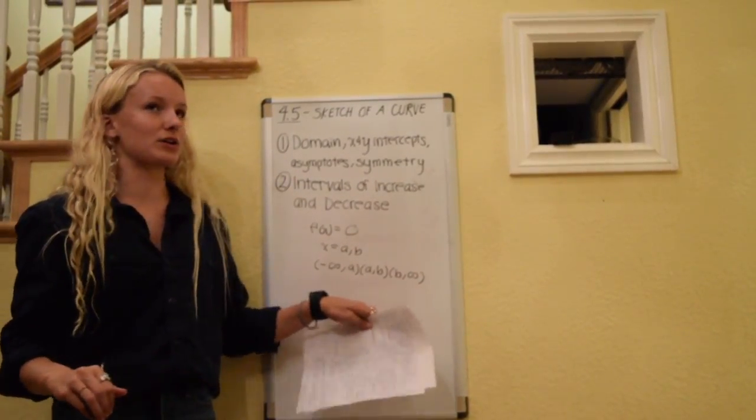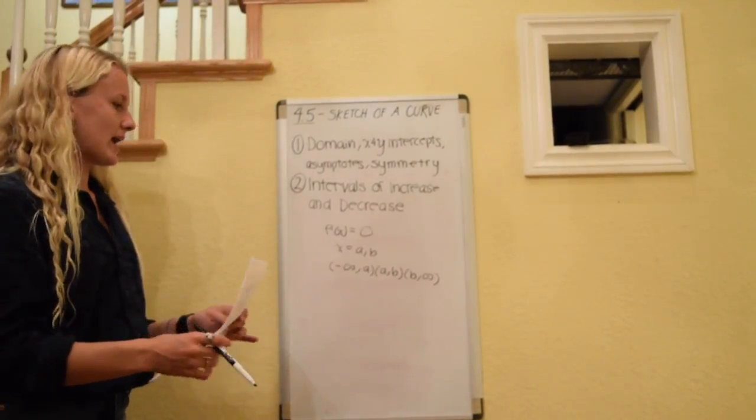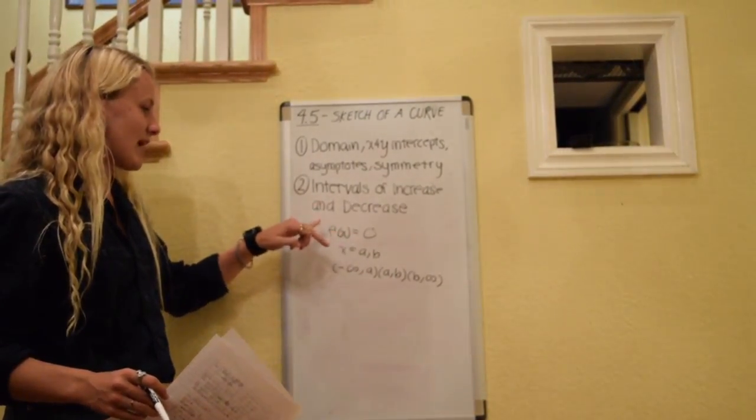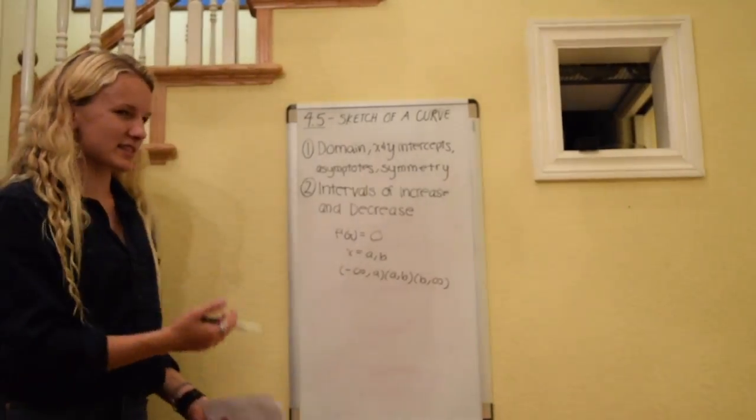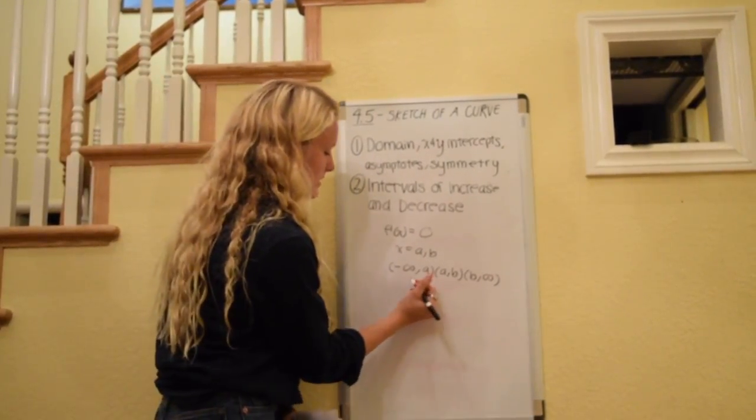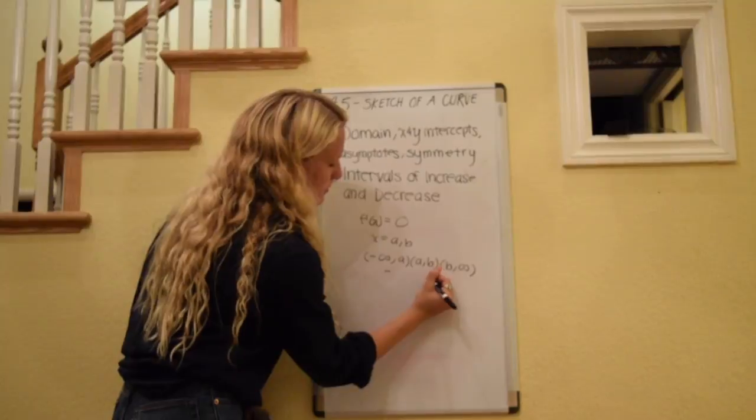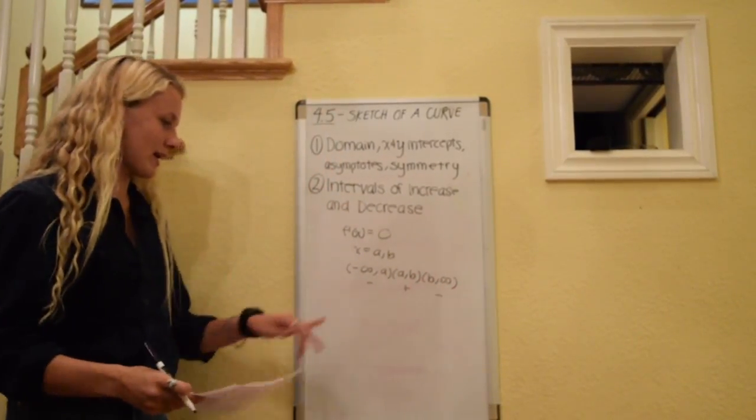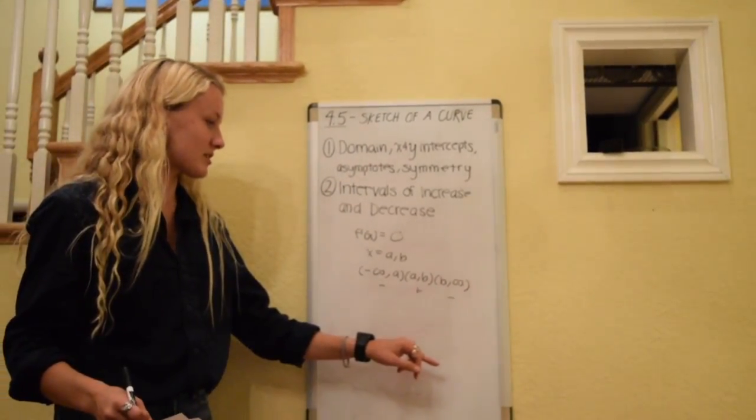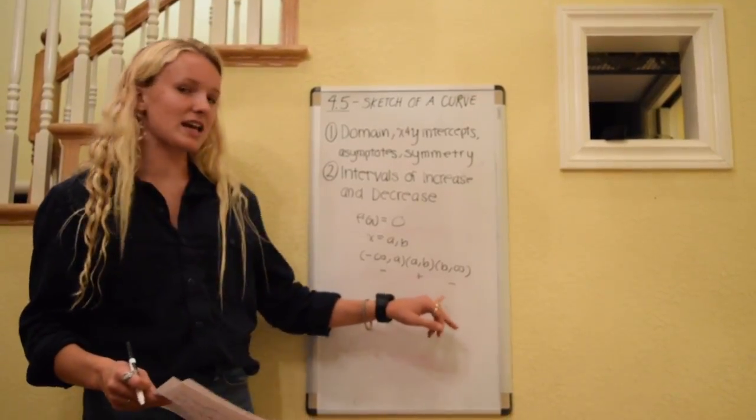And then test a value on each one of these intervals and plug that value into f prime of x, and then look at the sign of the answer that you get. So say you got negative, positive, and negative values back. That would tell you that the function is decreasing on this interval and increasing on this one, and again decreasing here.